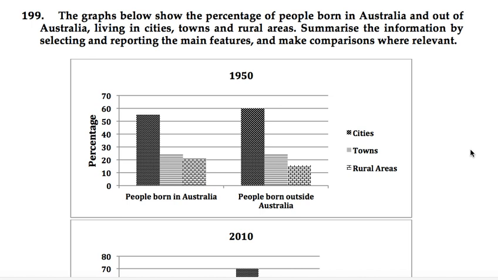The graphs below show the percentage of people born in Australia and out of Australia living in cities, towns and rural areas. Summarize the information by selecting and reporting the main features and make comparisons where relevant.